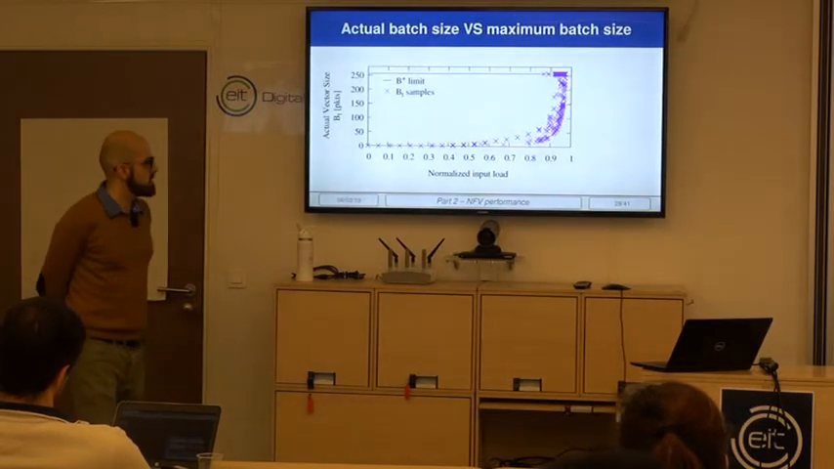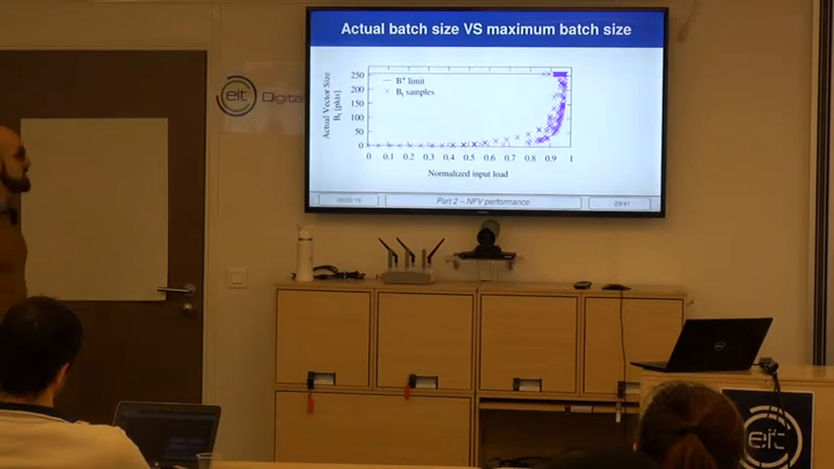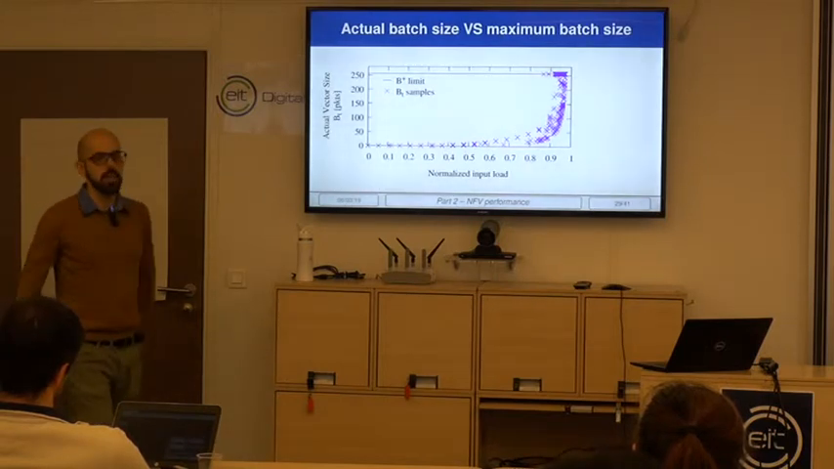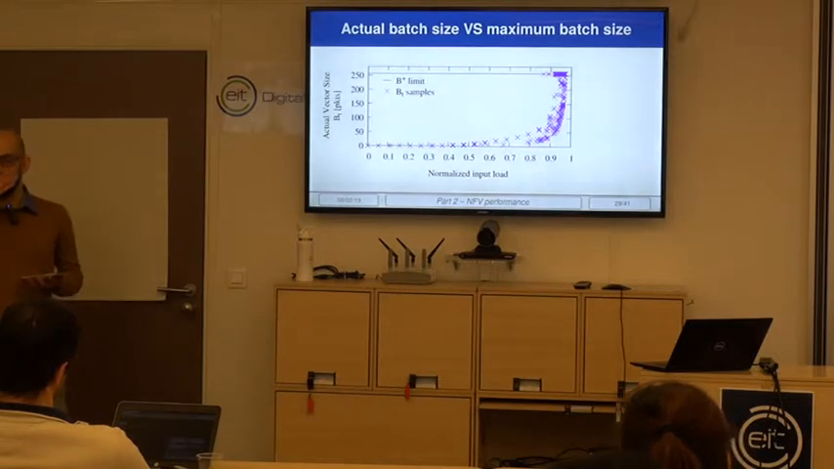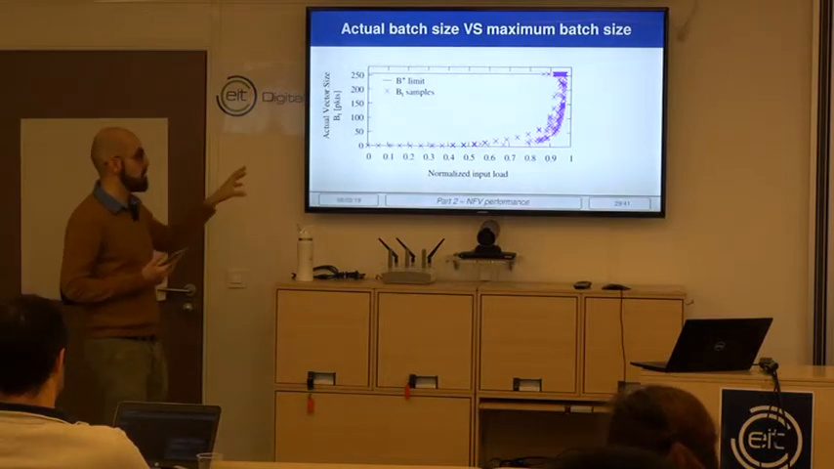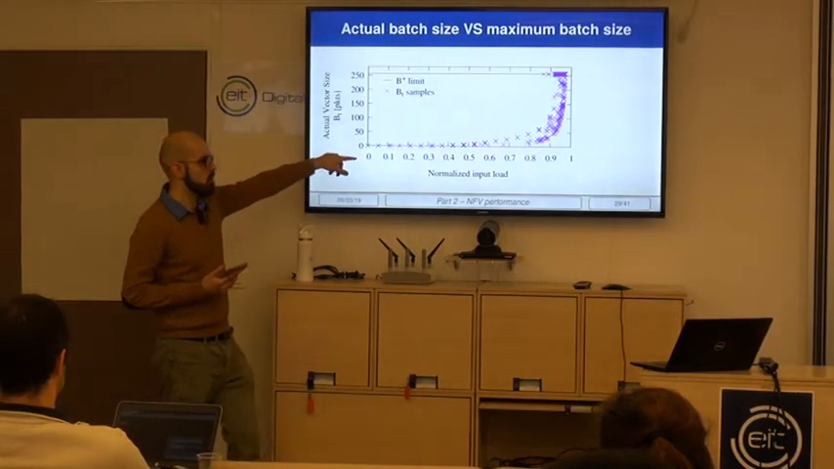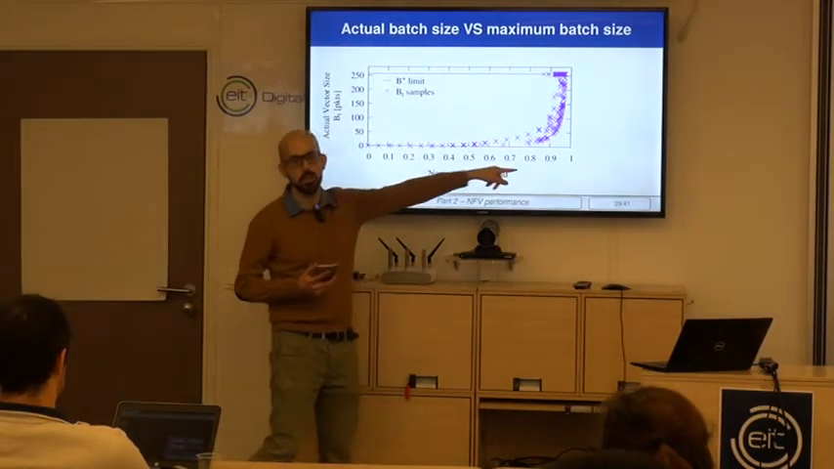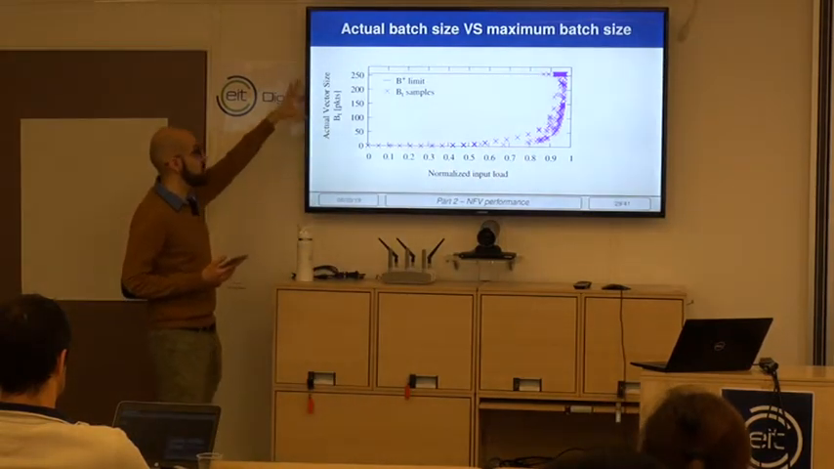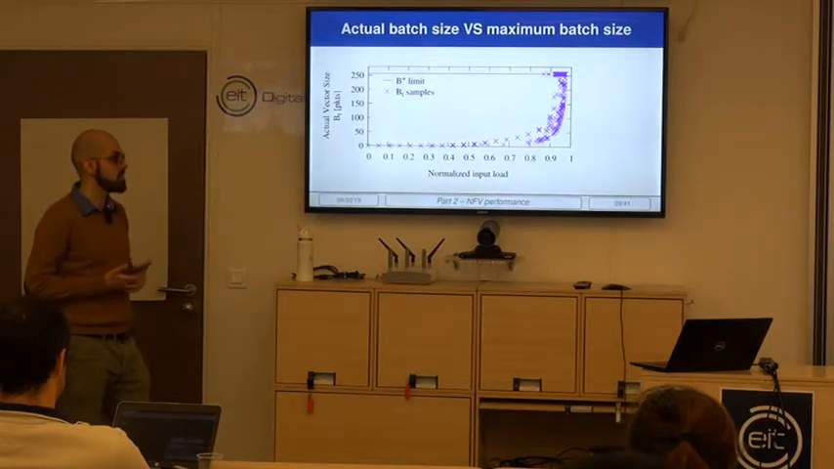So, why is this important? First of all, because we discussed the batching. But batching has a limit. In particular, we can batch packets up to a maximum batch size, which depends on the input load. And this is what is shown in this graph. As a function of the normalized input load, which goes from 0 gigabit per second to 1 times 10 gigabit per second, we measure what are the batch sizes that are observed inside the device.